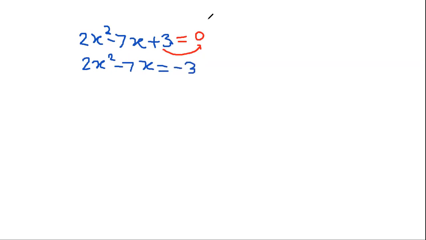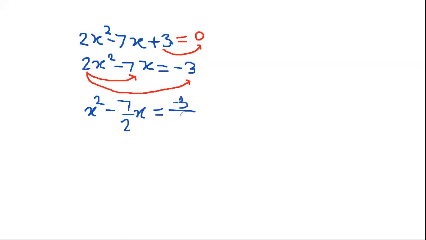What is 2? 2 is the coefficient of x square. Just divide this whole equation by 2. Okay, this one also, that one also. Then it becomes x square minus 7 upon 2x equals minus 3 by 2.